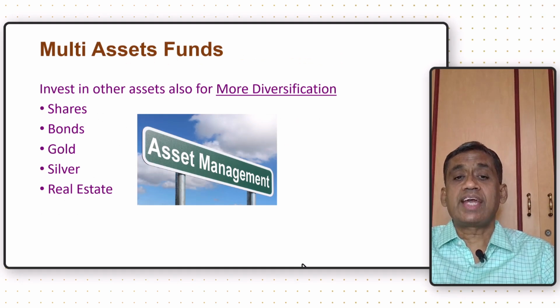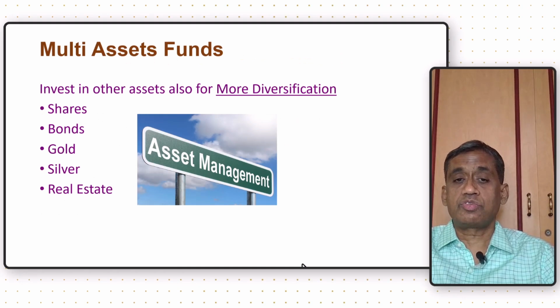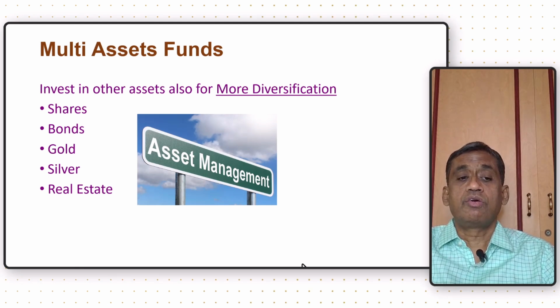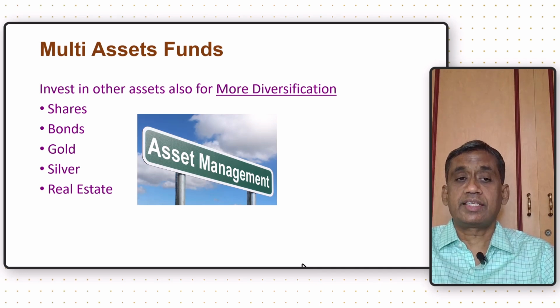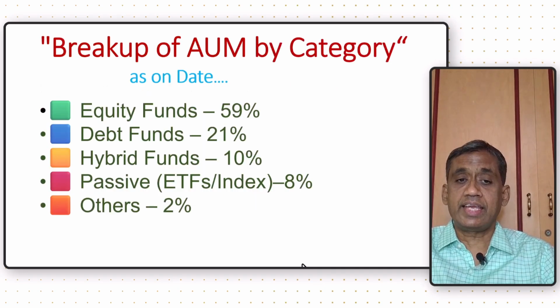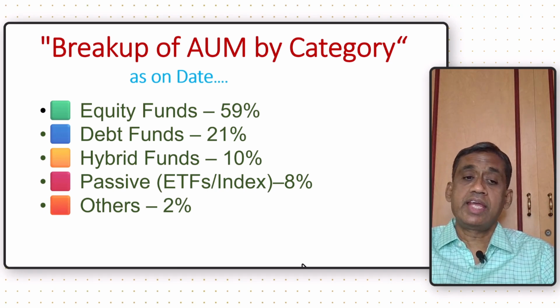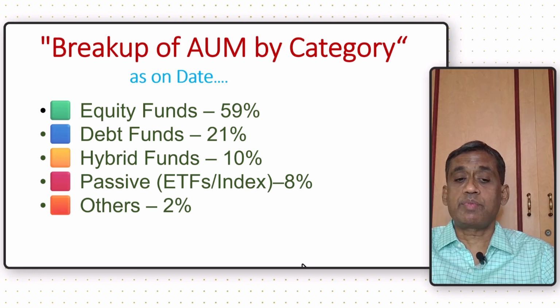Then come to multi-asset funds. They invest in other asset classes also for more diversification. They invest in shares and bonds and also in gold, silver and real estate. Breakup of AUM by category: equity funds as of date are 59%, debt funds 28%, hybrid funds 10%, passive ETF or index funds 8%, others 2%.